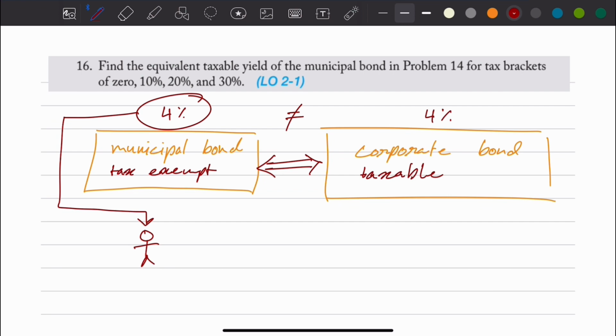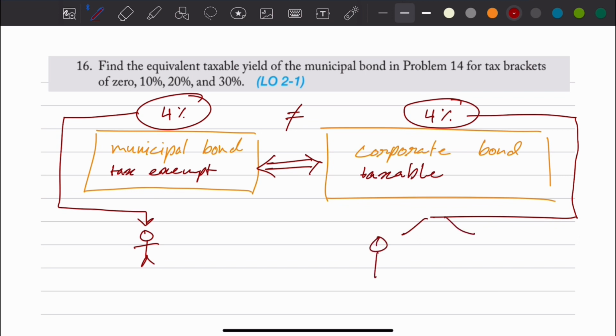But this 4%, it's going to go to two parties. It's going to go to the investor, but before the investor, a cut from that is going to go to the government. Let's say this investor pays 30%, so 30% is going to go to the government and he will take the remaining 70%.